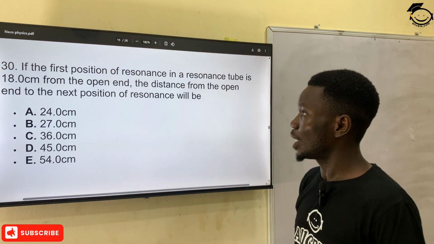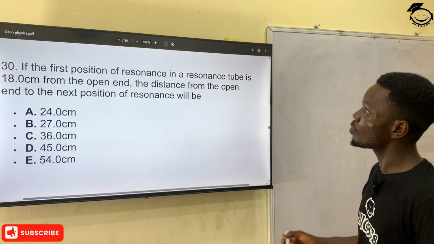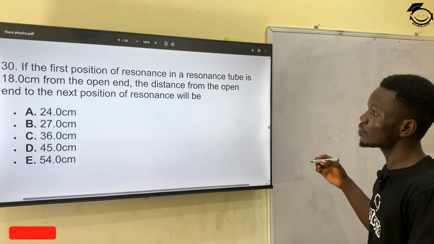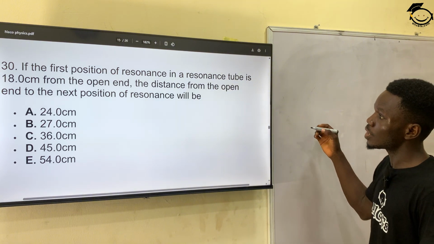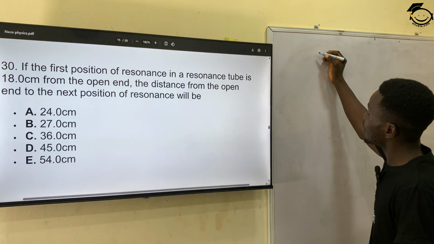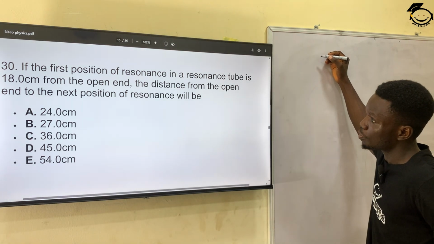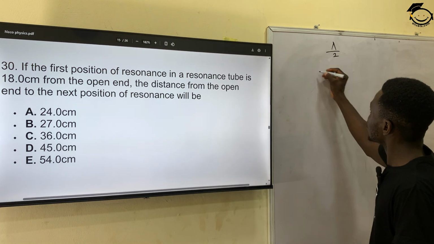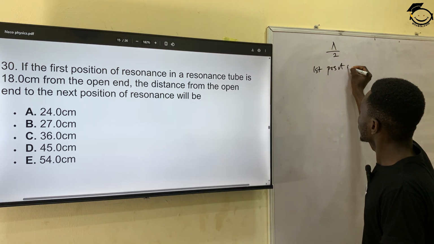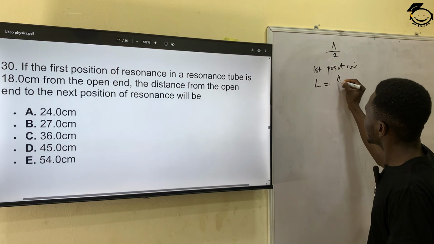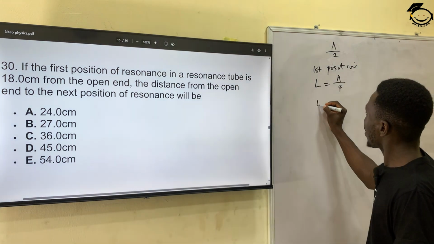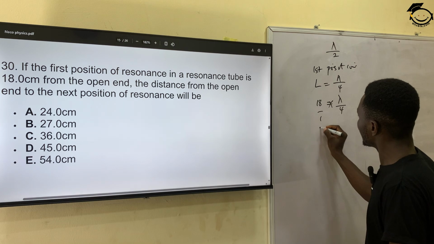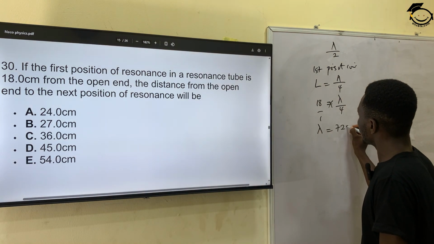And for the last question of the day, it says that if the first position of resonance in a resonance tube is 18 centimeters from the open end, the distance from the open end to the next position of resonance will be dash. In this question, whenever you have successive positions of resonance, the distance is always given as lambda over 2. So for the first position, our length would be lambda over 4. And if I have 18 as the length, I have lambda over 4 equals 18. If I cross multiply, it means that my lambda is 72 centimeters.